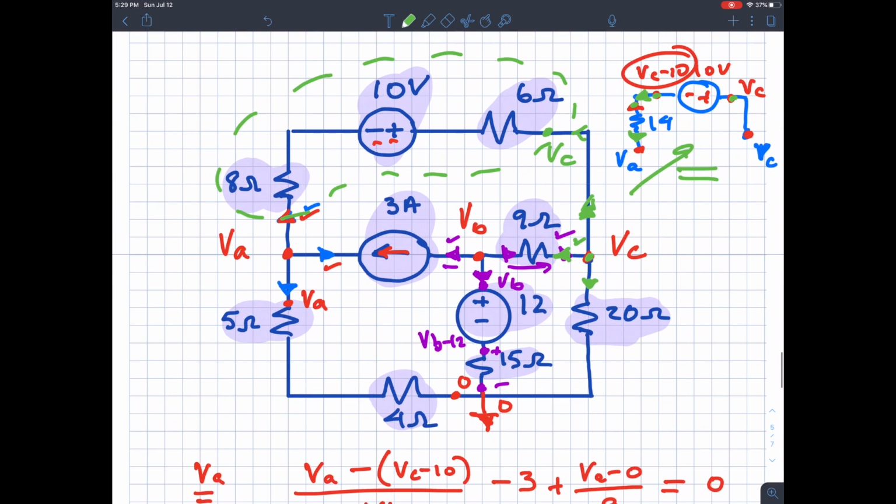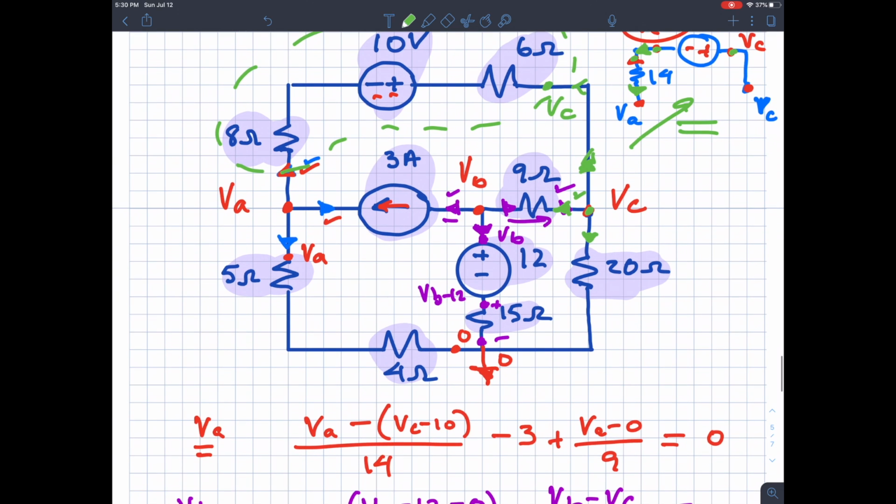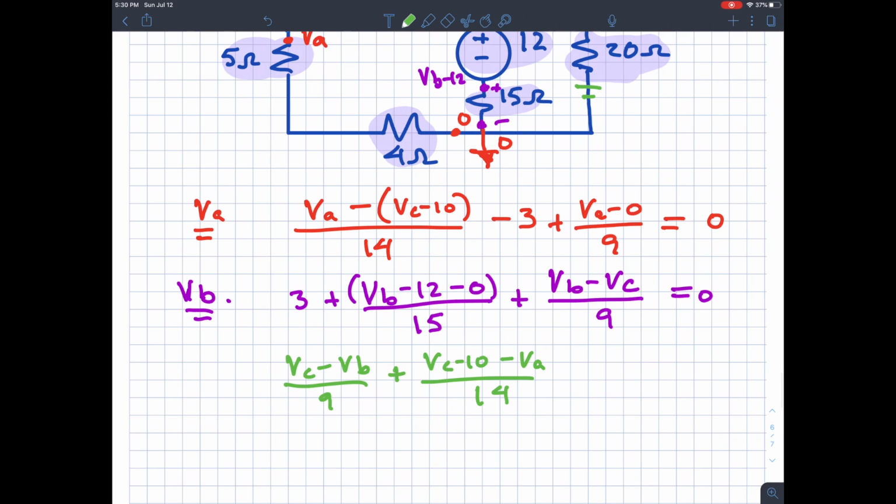All right, and then finally we have this current coming down, and there's only a single resistor, so this would be plus VC over 20 equals 0. All right, those are the node equations. We can solve these, and I'm going to go ahead into MATLAB and solve this and paste this into the solution so that you can take a look at it, and that way you'll know exactly how to solve these things.